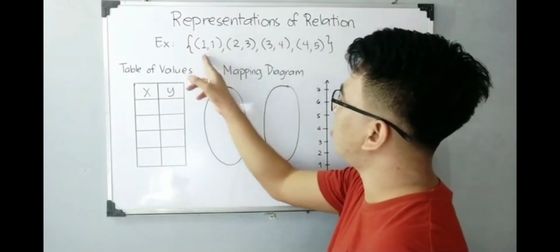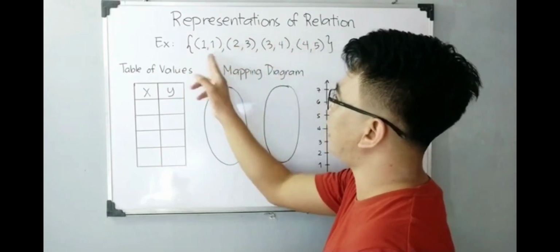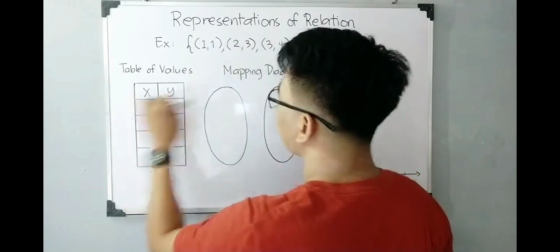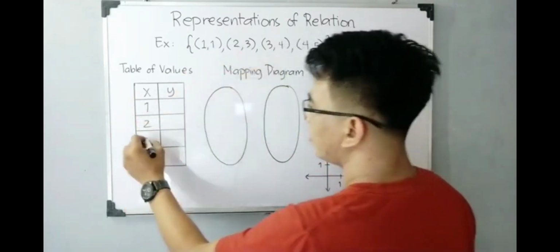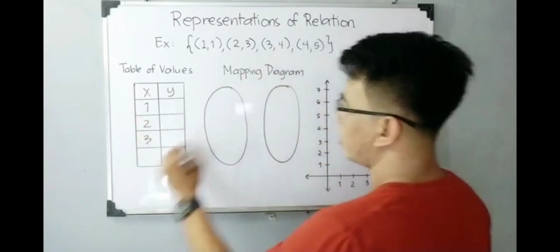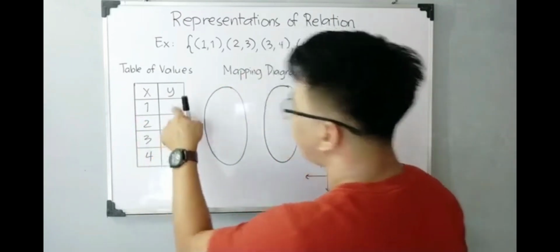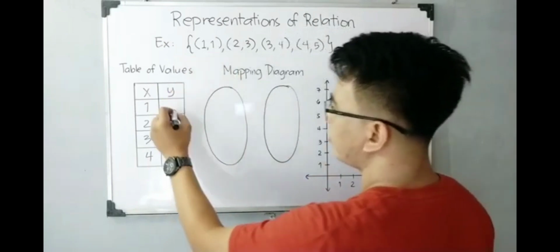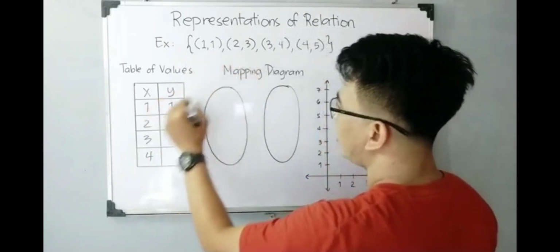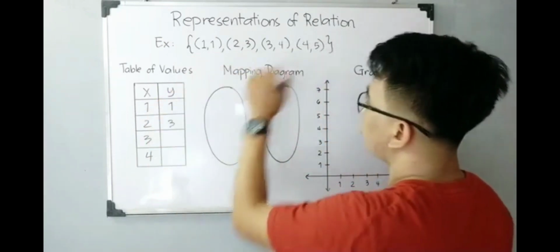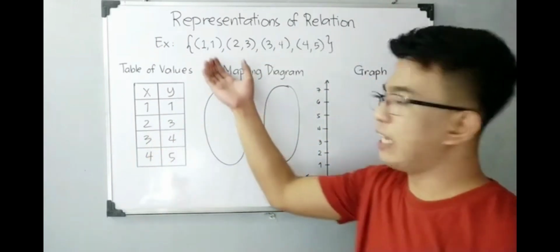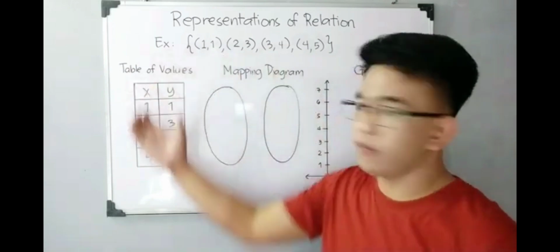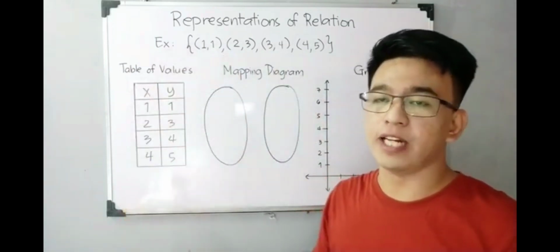down all the values of x, which is 1, 2, 3, 4. And as for your y values or range, you have 1, 3, 4, and 5. From the given set of ordered pairs, ito na yung equivalent table of values ng ating given relation.